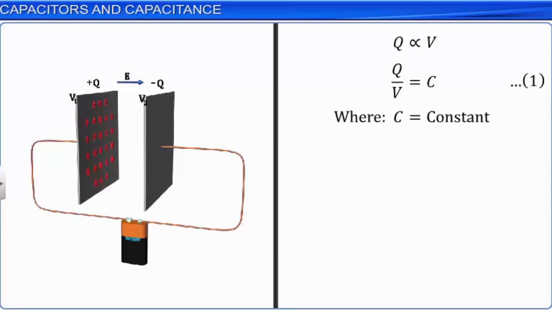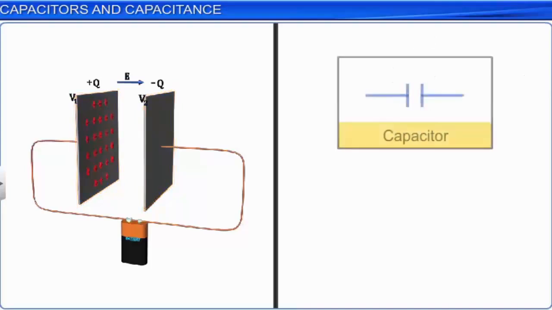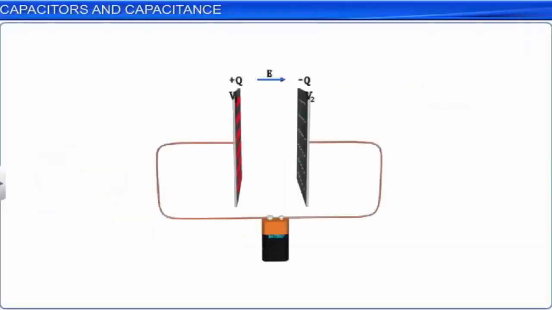The capacitor in which the value of capacitance can be changed is called a variable capacitor. The symbols for a capacitor and a variable capacitor, as used in circuit diagrams, are as shown. It is important to note that a single plate can also act as a capacitor, assuming that the other is at infinity.